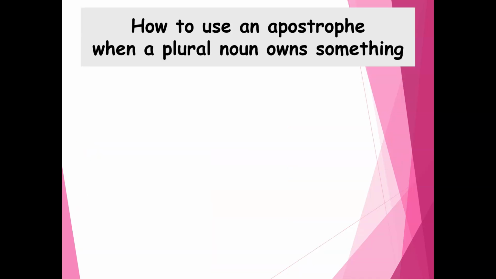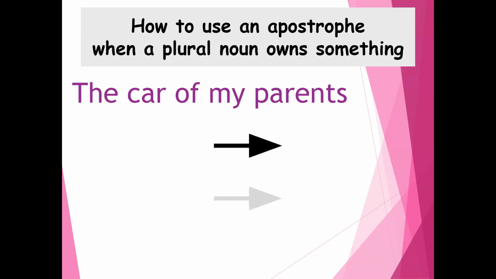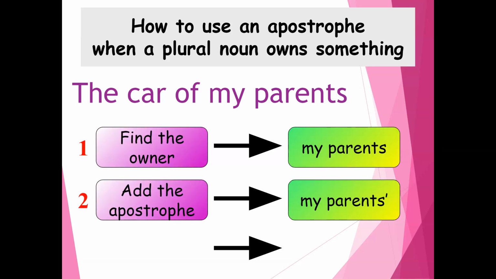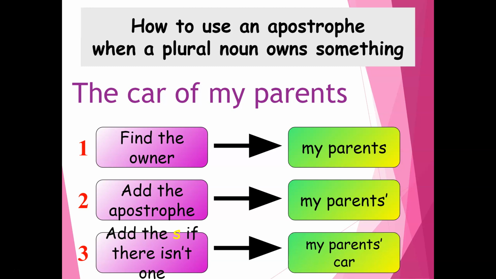Let's look how to use an apostrophe when a plural noun owns something. For example, cars, boys, girls, kittens. In this example, the car of my parents. Who's the owner? The car belongs to my parents. Next, add the apostrophe. Show ownership by including that possessive apostrophe at the end of the word. And next, add an S if there isn't one already. There is an S already at the end of parents, so we do not add another S.